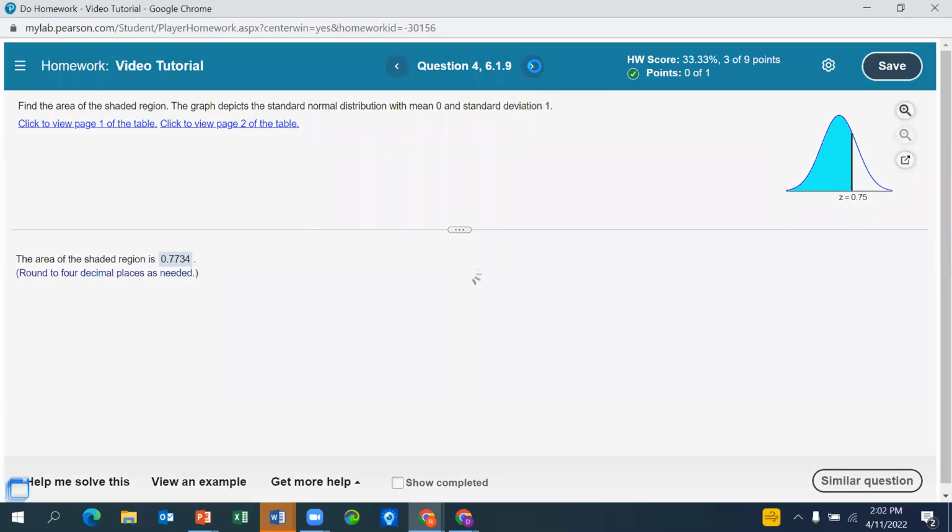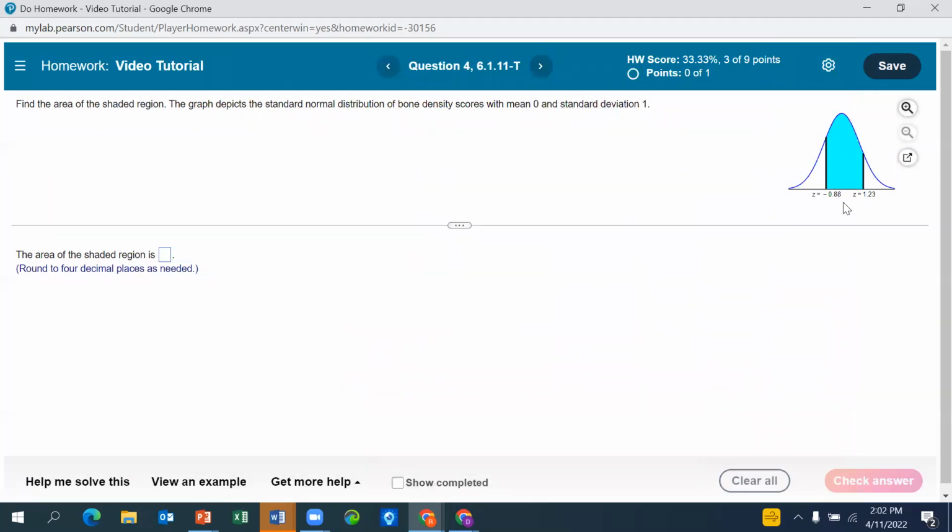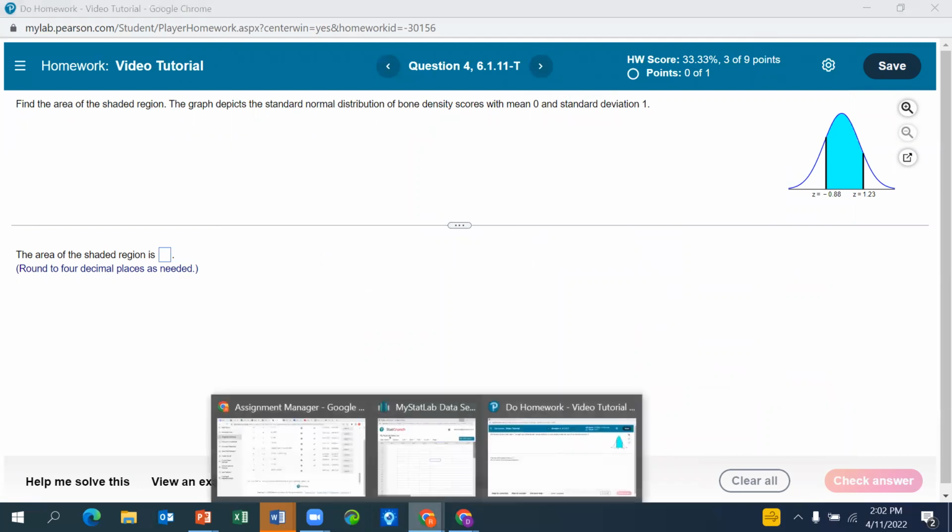Well, let's go ahead and select the second problem. We're going to be doing this one, except now we're going to be using Statcrunch. So let's go ahead and use Statcrunch.